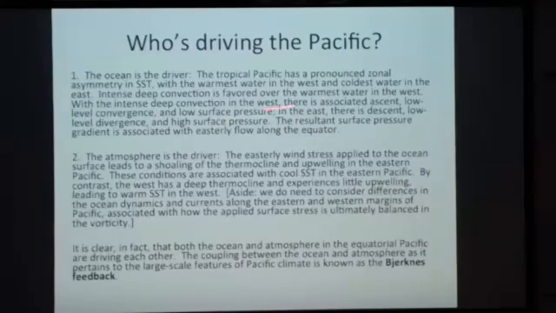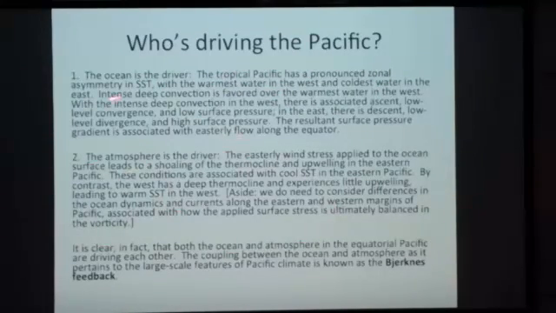So as a result of this pressure difference, this zonal pressure difference between the west and the east, there's an easterly flow, the wind stress or the wind blowing along the equator is directed from east to west. So, in this kind of view that the ocean is the driver, it kind of starts from the SST distribution.